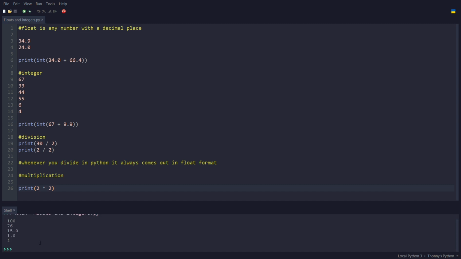If we did 2.0 multiplied by 2, then you can see that we get 4.0. So whenever you multiply, add, subtract, or divide by a float, you will always get a float, or it will always come out in floating format, should I say. So yeah, that's the basics of integers and floats in Python.